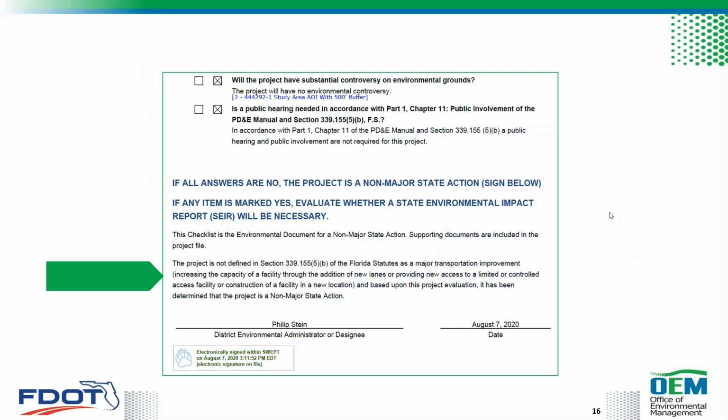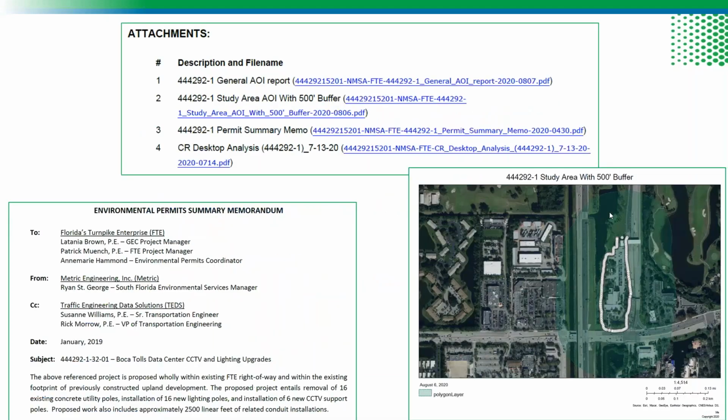And at the end of this form, there's a statement stating that the project is not a major transportation improvement project, and based on the evaluation, it's been determined to be a non-major state action. And then the Turnpike Environmental Administrator or designee electronically signs and dates this form in SWEPT. It also includes a list of attachments at the end of the form with links to the supplemental information such as figures, graphs, and summaries of the evaluation itself.